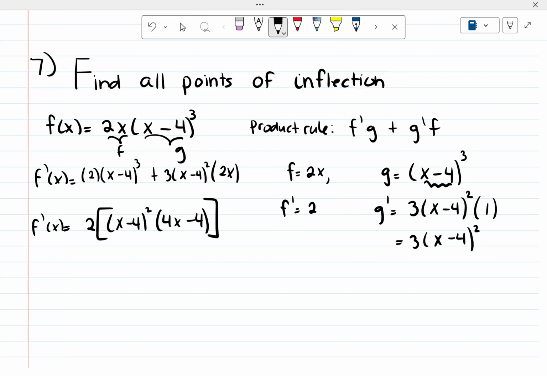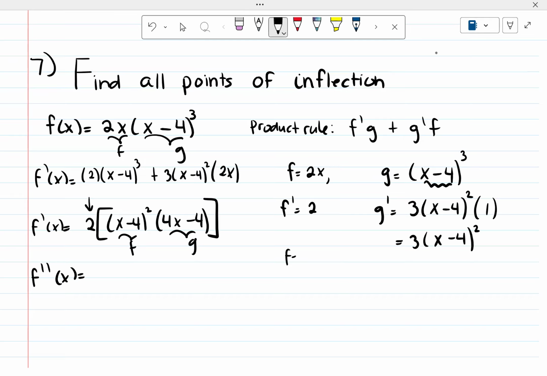Now what I'm going to do is find my f double prime. Would I do this again with the product rule? You have two things that are multiplying. You forget about the 2 for now, I mean, it's still part of the problem. So this is your f, this is your g. When you do the product rule, then you can distribute that too.